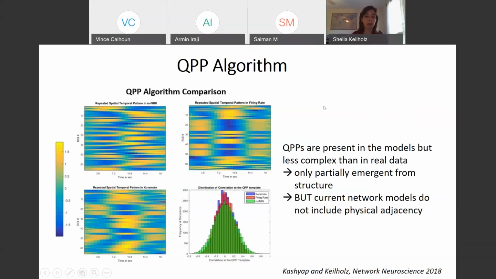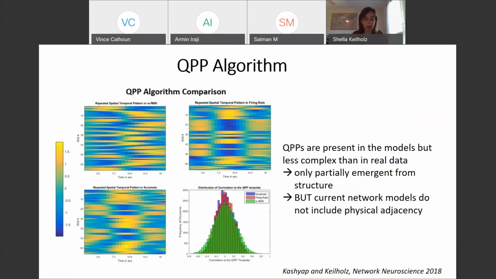So what we got with two different neural mass models was this sort of switching between two states. And it happened faster than what we saw for the QPP. So that switching between two states does look kind of like the QPP, but it's not nearly so complex as what we see in the real data. So maybe there's a structural component to this, but it doesn't seem like that could account for everything that we see.